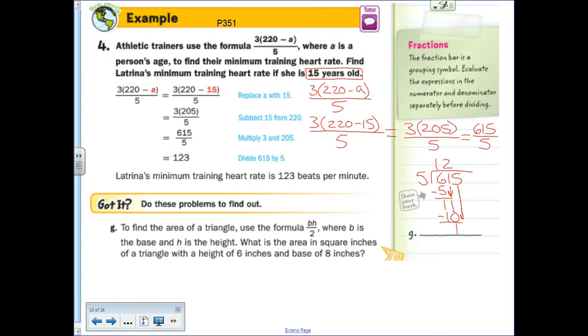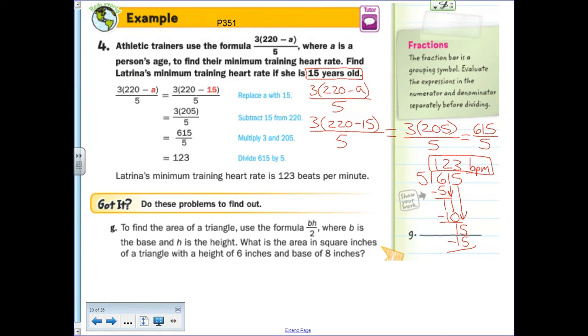This time I'm bringing down my 5. And 5 goes into 15 3 times. And it goes in evenly because 3 times 5 is 15. So 123 beats per minute would be the heart rate for her target minimum heart rate. That leaves you, G, to do on your own after the video.